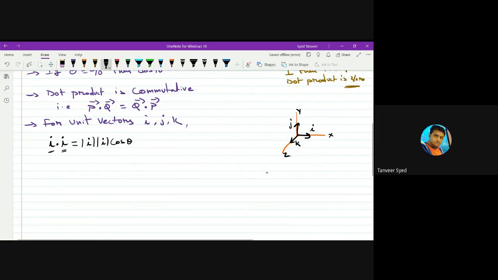Now, what is the magnitude of I? By definition, I is a unit vector, and the magnitude of a unit vector is 1. A unit vector is a vector whose magnitude is 1. That's how we defined it. You should not forget the basics.